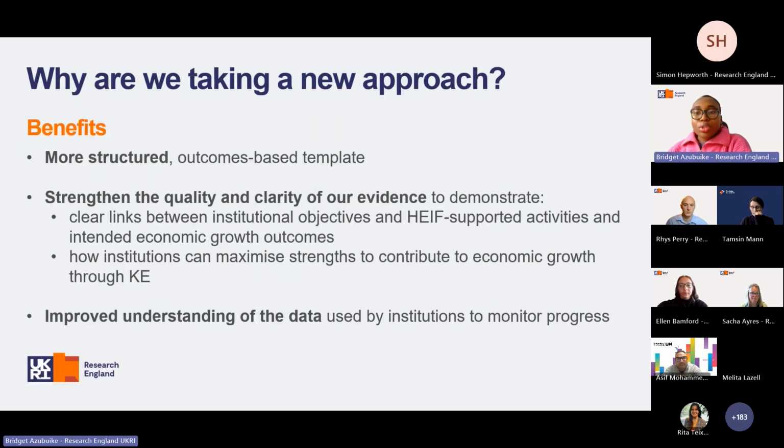Why we are taking this approach: we are building on solid foundations, like Ellen mentioned earlier, and we hope that these more structured outcome-based templates for you to use in your statement strengthen the quality and clarity of our evidence, which helps us to also demonstrate the clear links between your institution's objectives and the HEIF activities that you support with the intended economic growth outcomes that we are seeking to achieve. We also hope that this can help maximise institutions' strengths to contribute to economic growth through knowledge exchange.